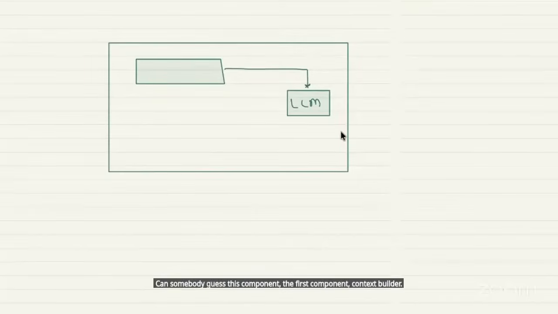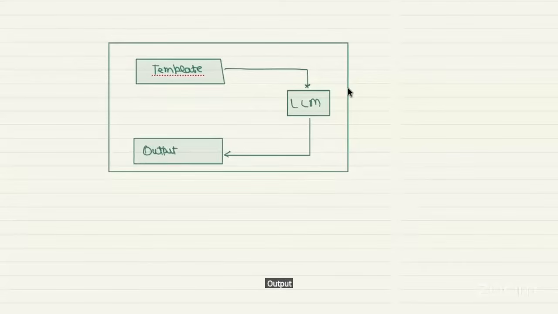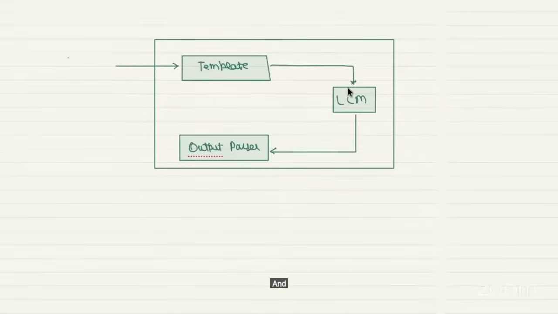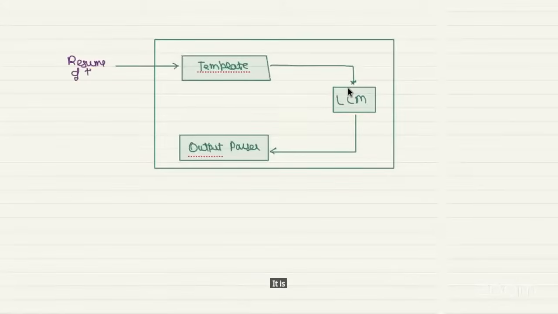In LangChain's terminology, what do I call this context builder? Yes, we call it a template. The output of the LLM is going to go to the next component, which is nothing but the output parser. Now, the input to this system is called the human prompt. And you know what will be the input to this system? The resume of the candidate.